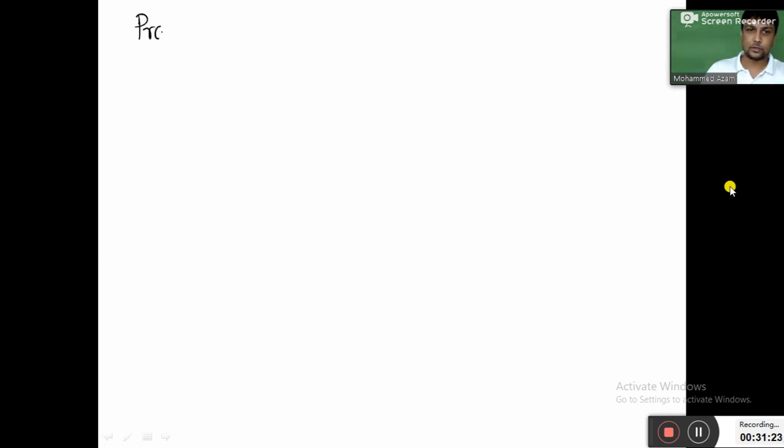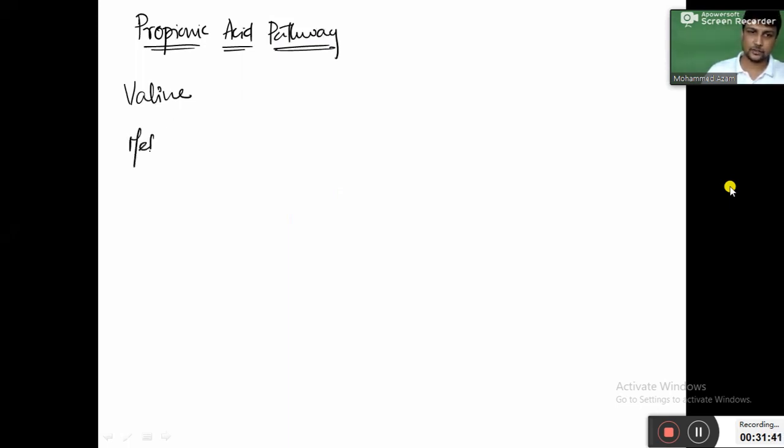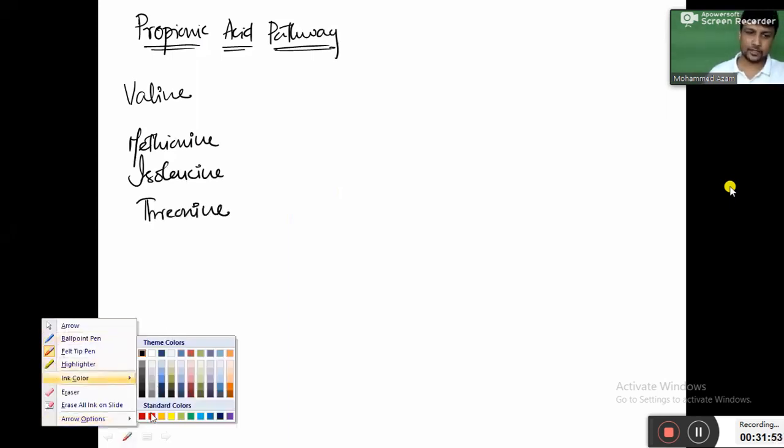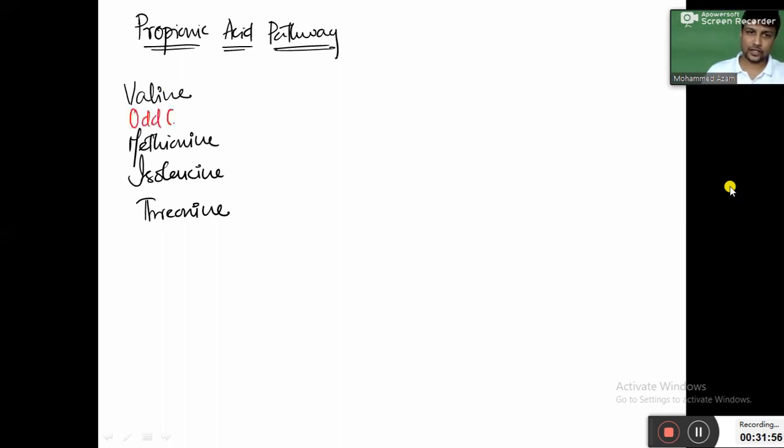Now the last and final concept that I have to teach you right now is the propionic acid pathway. ठीक है, come on sir, write down. V for valine, leave one line in the middle. Then next is methionine, and then isoleucine, and then threonine. ठीक है, and in the middle of this somewhere you write down odd chain fatty acids. I'll tell you what I'm trying to write down here, sir.